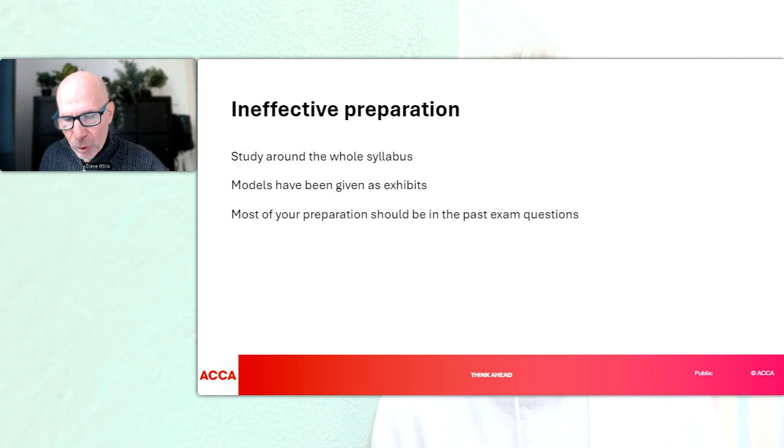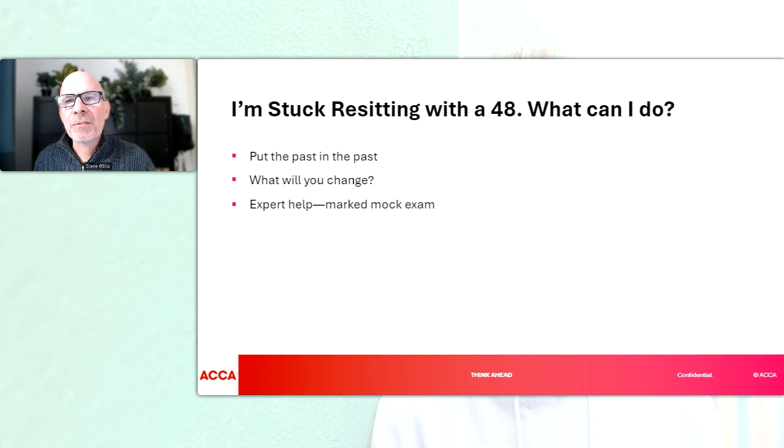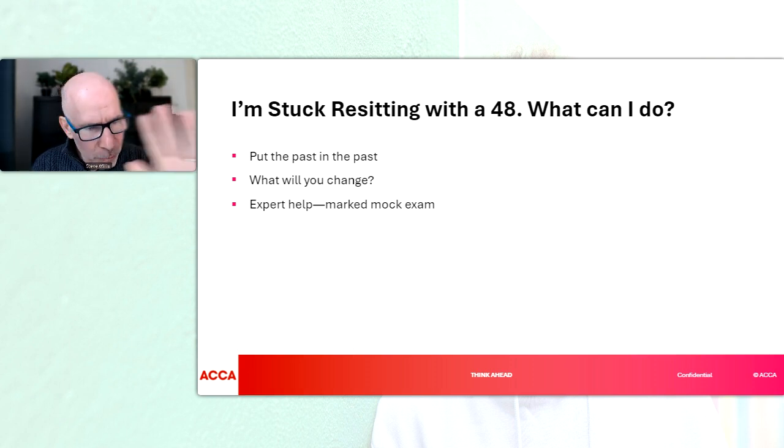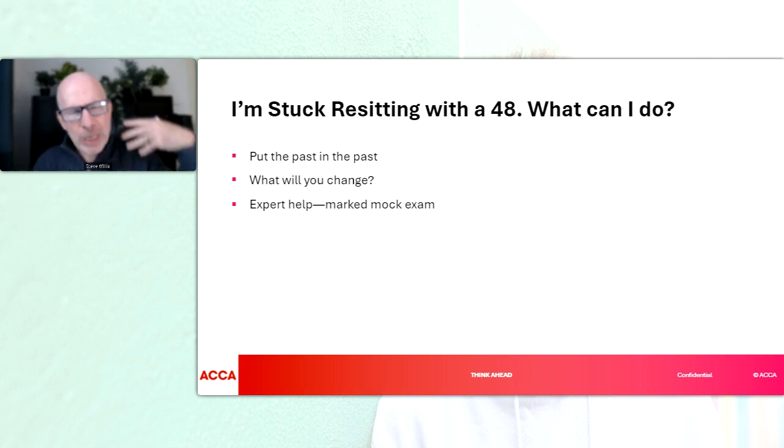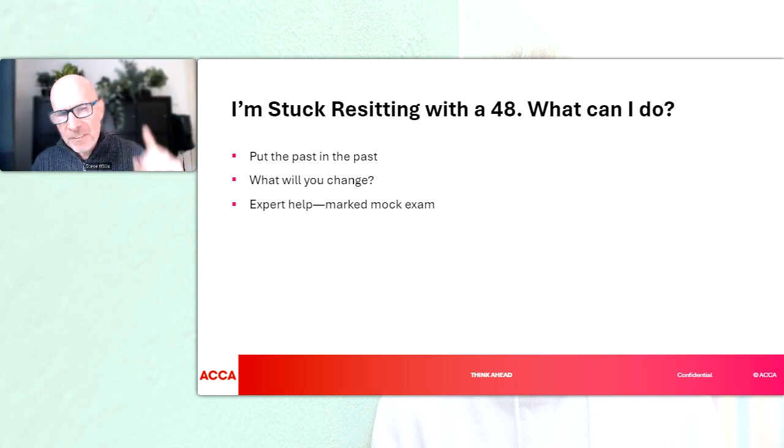Team, let me go to your questions now because I want to cover your most commonly asked questions, okay? Guys, resitters, I feel your pain. I was a resitter. I got stuck on financial reporting 3 times, I think. Guys, what you've got to do, put all of that in the past. Don't let it put you in a bad mood any longer. Don't let it creep into your thoughts. You've got to decide at this point, what are you going to change? Something that you have been doing is not working. What are you going to change?